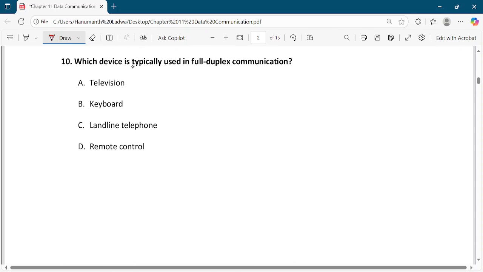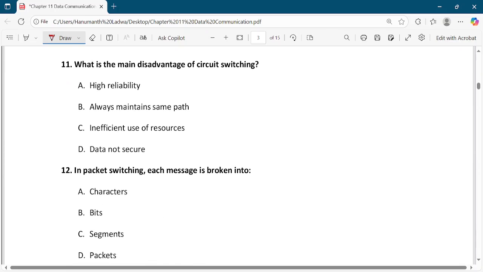Question number 10. Which device is typically used in full duplex communication? Option A, television. B, keyboard. C, landline telephone. D, remote control. So here option C, landline telephone is the right answer. Question number 11. What is the main disadvantage of circuit switching? Option A, high reliability. B, always maintains same path. C, inefficient use of resources. D, data not secure. Here option C, inefficient use of resources is the right answer.